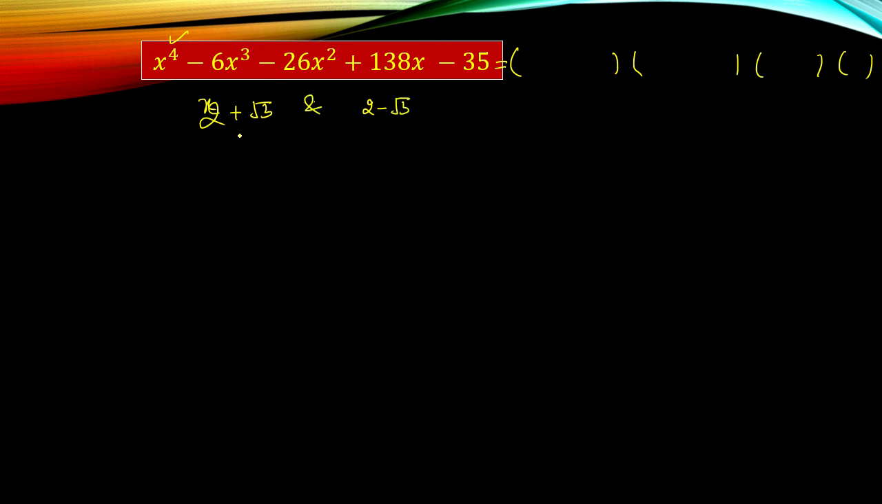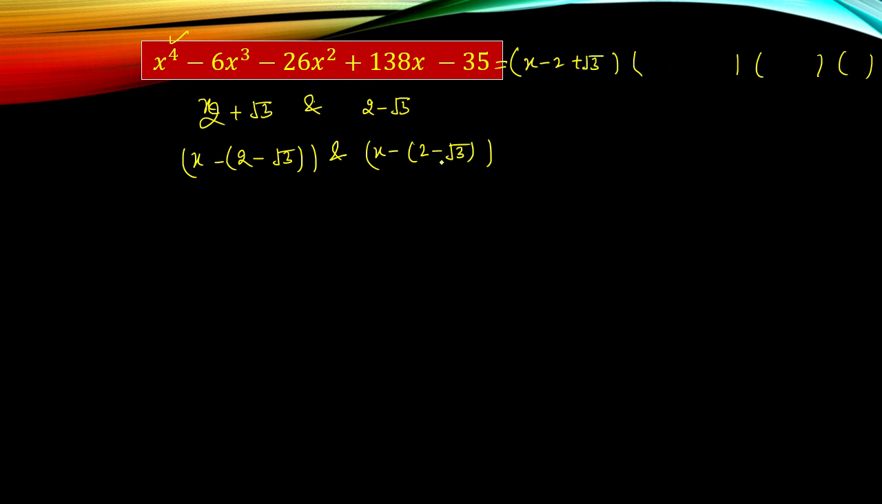How can we find the factors with the help of zeros? If we change the signs of the zeros and associate them with the variable, we find the factors. So changing the sign of the second zero and associating with the variable, this is the second factor and this is the first factor. Opening the internal bracket, we get x minus 2 plus root 3, which is the first factor.